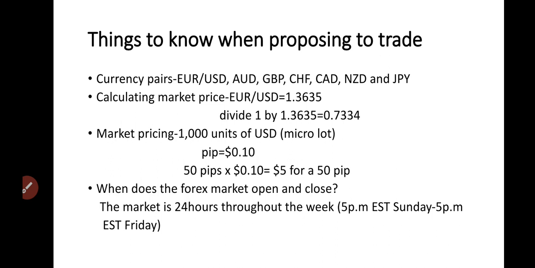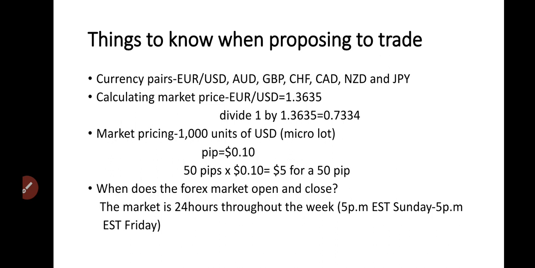A pip, as an acronym, is point in percentage. That is the acronym for the pip. And it is the name used to indicate the fourth decimal place in a currency pair, or the second decimal in the Japanese yen currency. When the Euro USD moves from 1.3600 to 1.3650, you'd make a 50 pip profit. That is what it is.